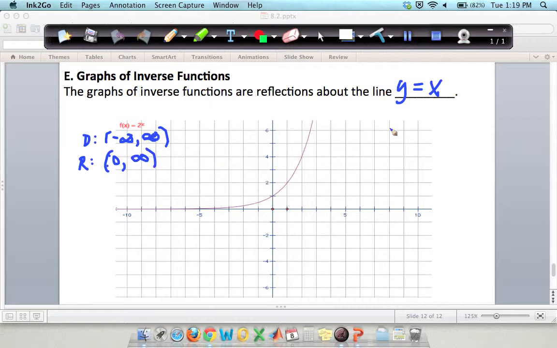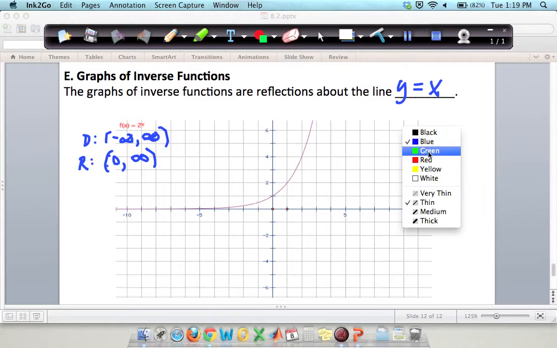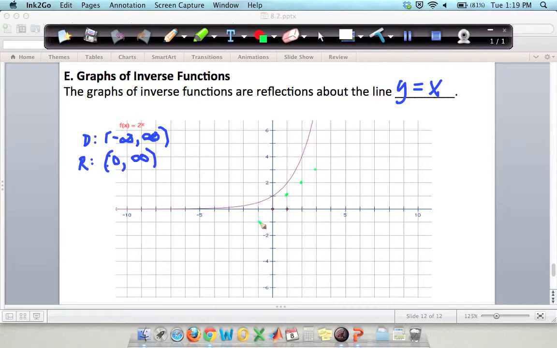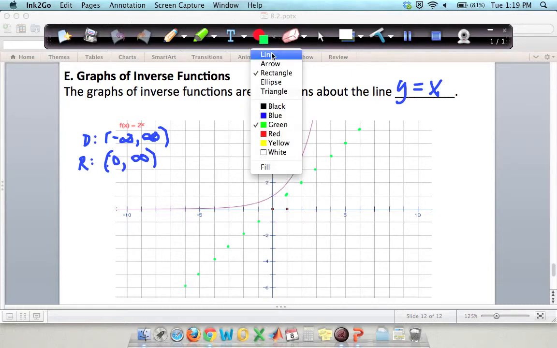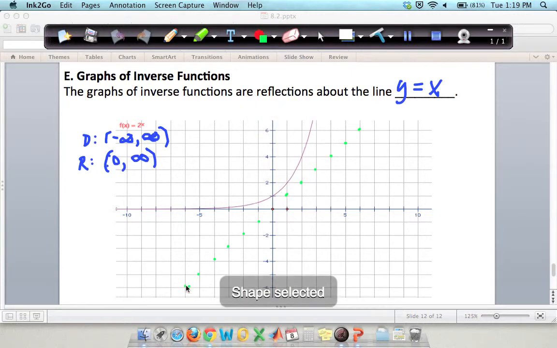Let's graph the line y equals x. It basically means if x is 1, y is 1, x is 2, y is 2, etc., right? And if x is negative 1, y is negative 1. So basically it breaks the first and the third quadrant directly in half. Let's see if I have a line tool here. Here we go. Okay, so there's our line.